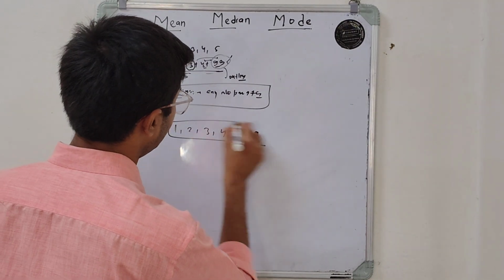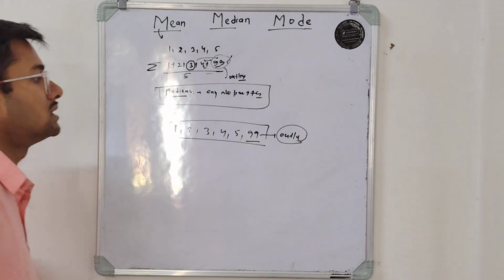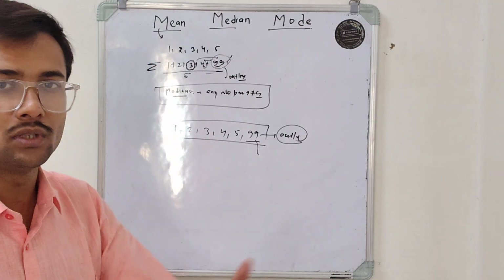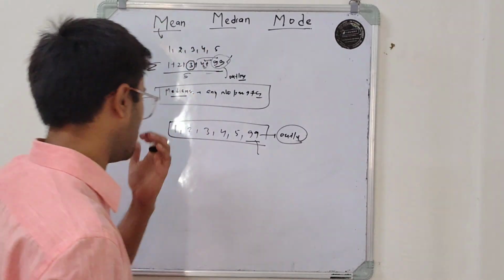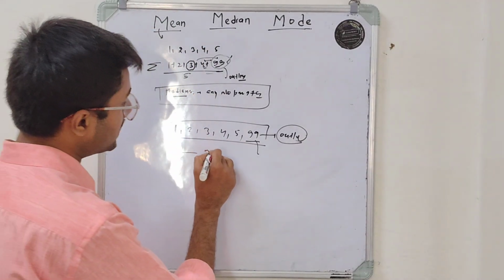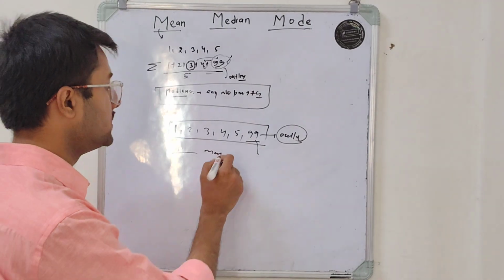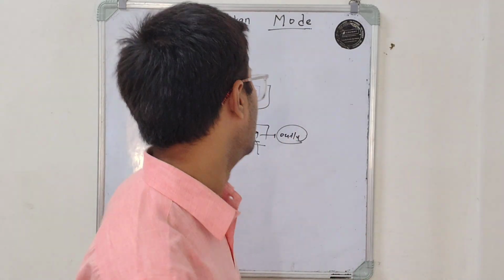So this 99 acts as an outlier, and if the question tells us that this 99 is due to a misprint, then what is the impact or effect on the mean? The mean will deviate towards this outlier, and the value of the mean is more than its actual value. This is one point.